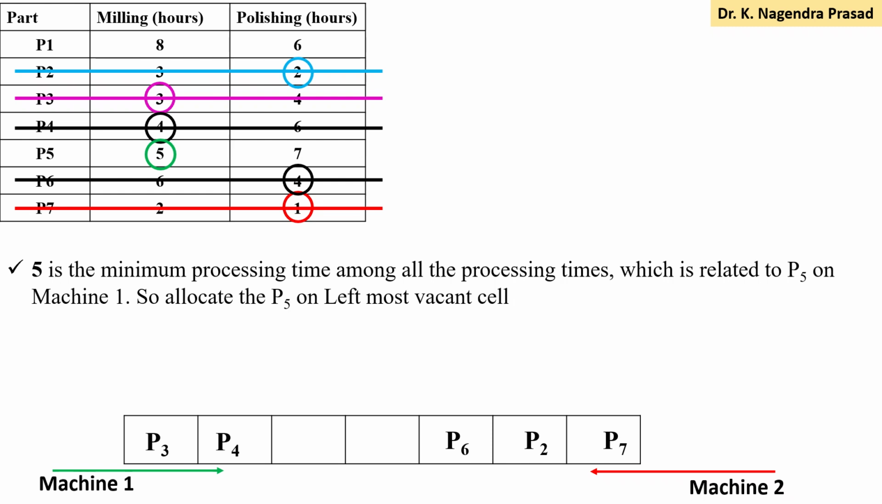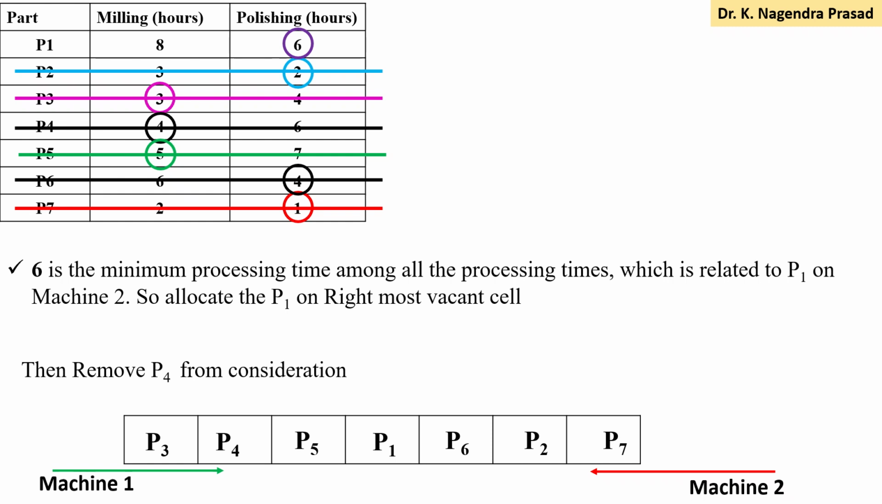Next, 5 is the minimum processing time among all the processing times, which is related to part 5 on machine 1. So we have to allocate part 5 to the leftmost vacant cell. Then remove part 5 from consideration. Next there is only one part left. That is, 6 is the minimum processing time, which is related to part 1 on machine 2. So we have to allocate part 1 to the rightmost vacant cell. Then we remove part 1 from consideration. So now all the jobs are filled in the job sequence order.